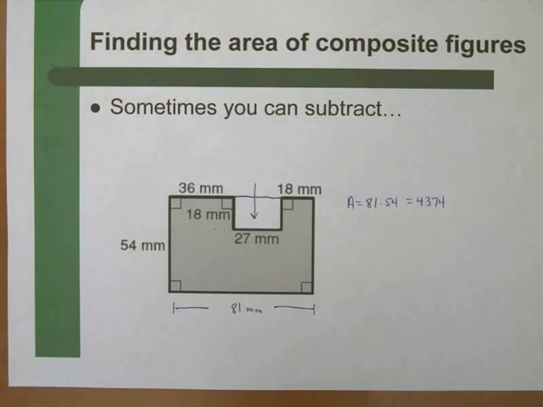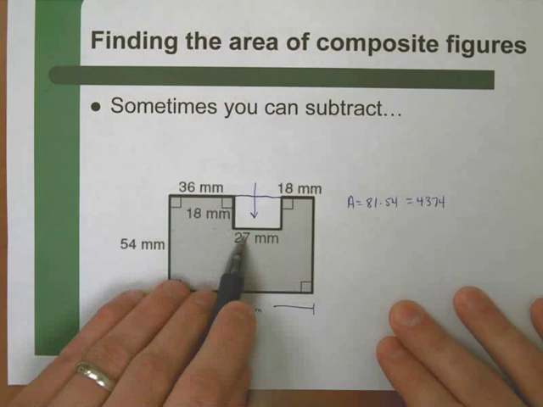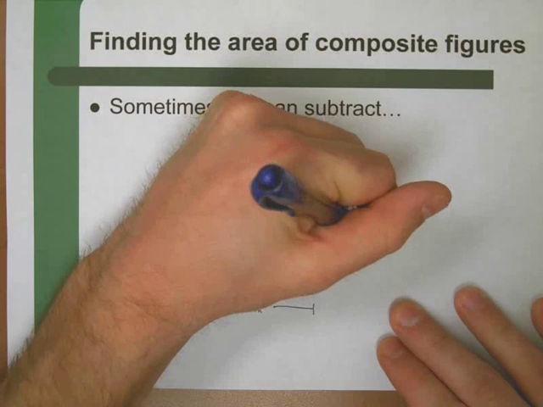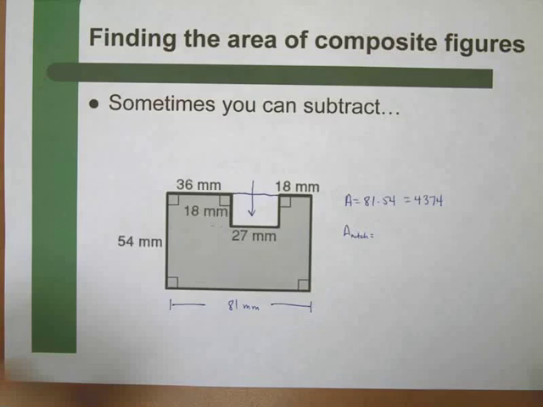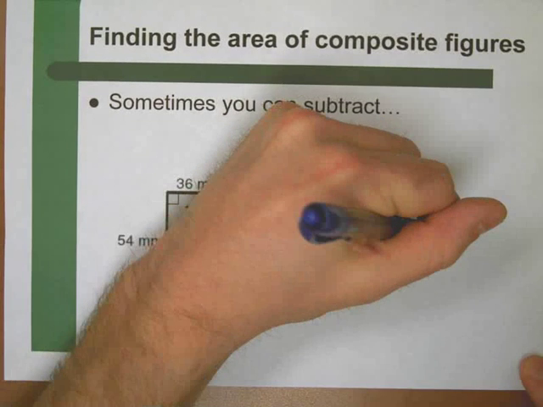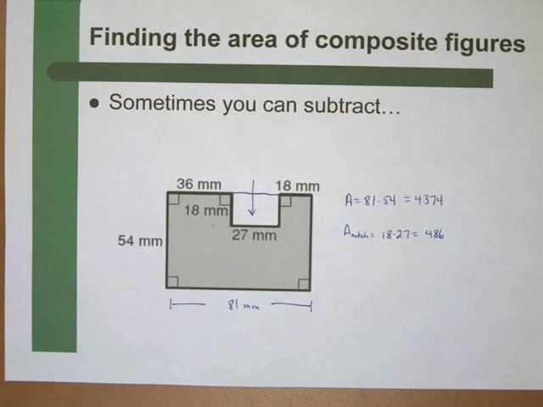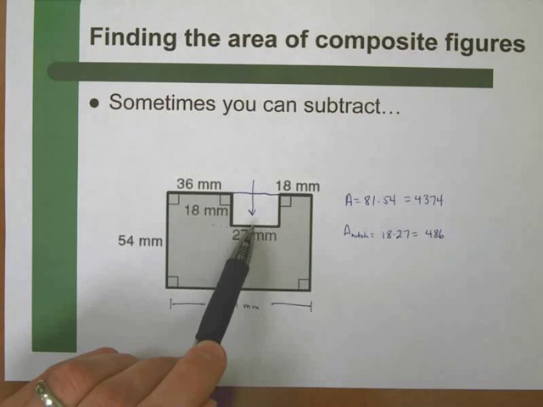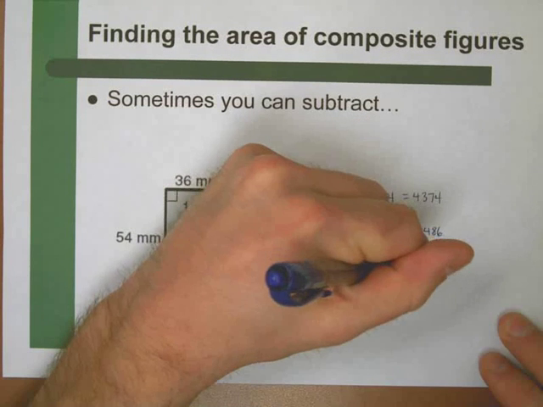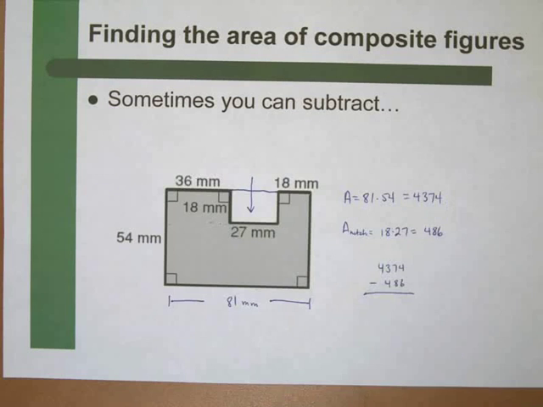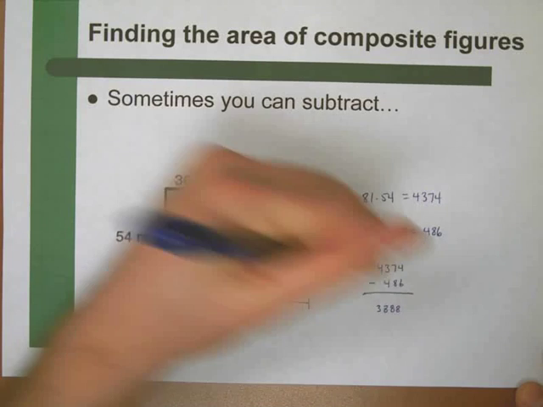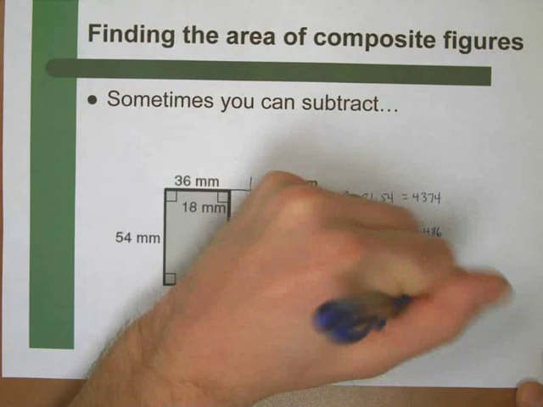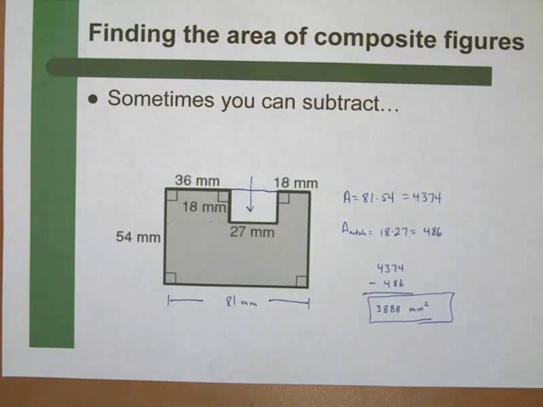Now, let's subtract a piece. Let's subtract this piece right here, the notch that's been cut out. Well, what's the area of that notch? That's a rectangular shape. The rectangle is 18 by 27. The area of the notch, I'm going to call it, is 18 times 27, which is 486 square units. So what I've done then is I've taken 4374, I'm going to take away 486. That means I'm going to subtract it. So if I take 4374, subtract off the 486, I end up with 3,888, and the units are millimeters, so it's square millimeters.